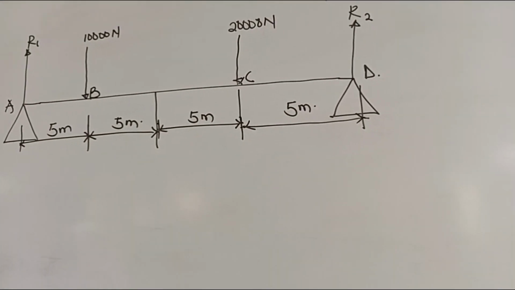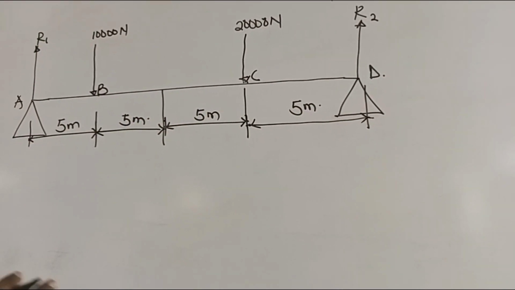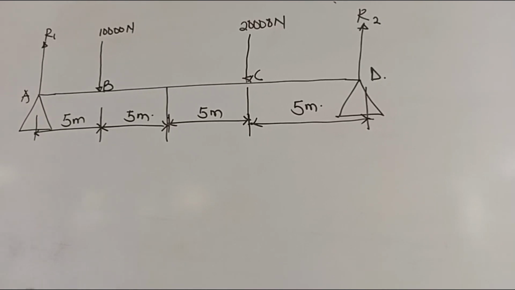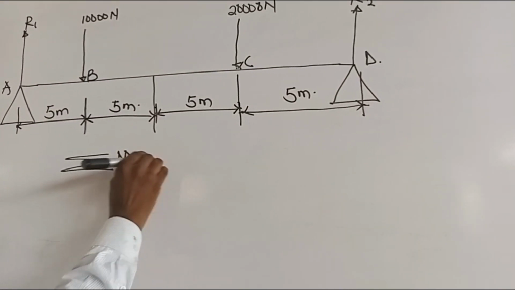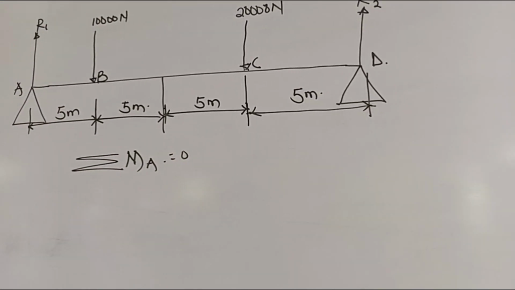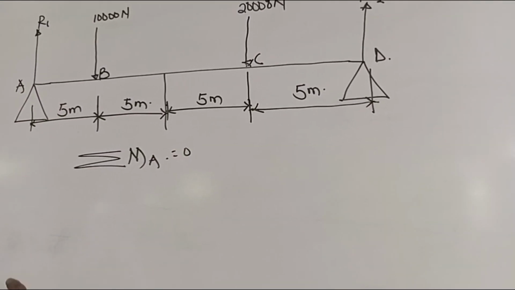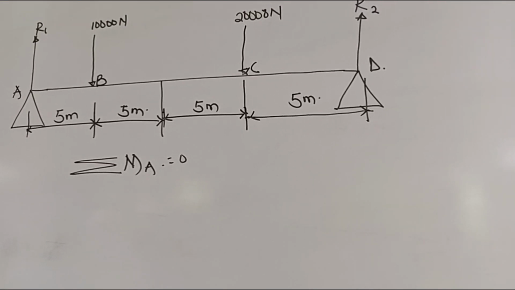So we have to take moment either at point A or at point D. That decision is personal. So let's take moment. Taking moment at point A equals to 0. This is one of the conditions for equilibrium force system, where the sum of all moments acting at the point is equals to 0. Actually, we have 3 conditions for equilibrium force system.